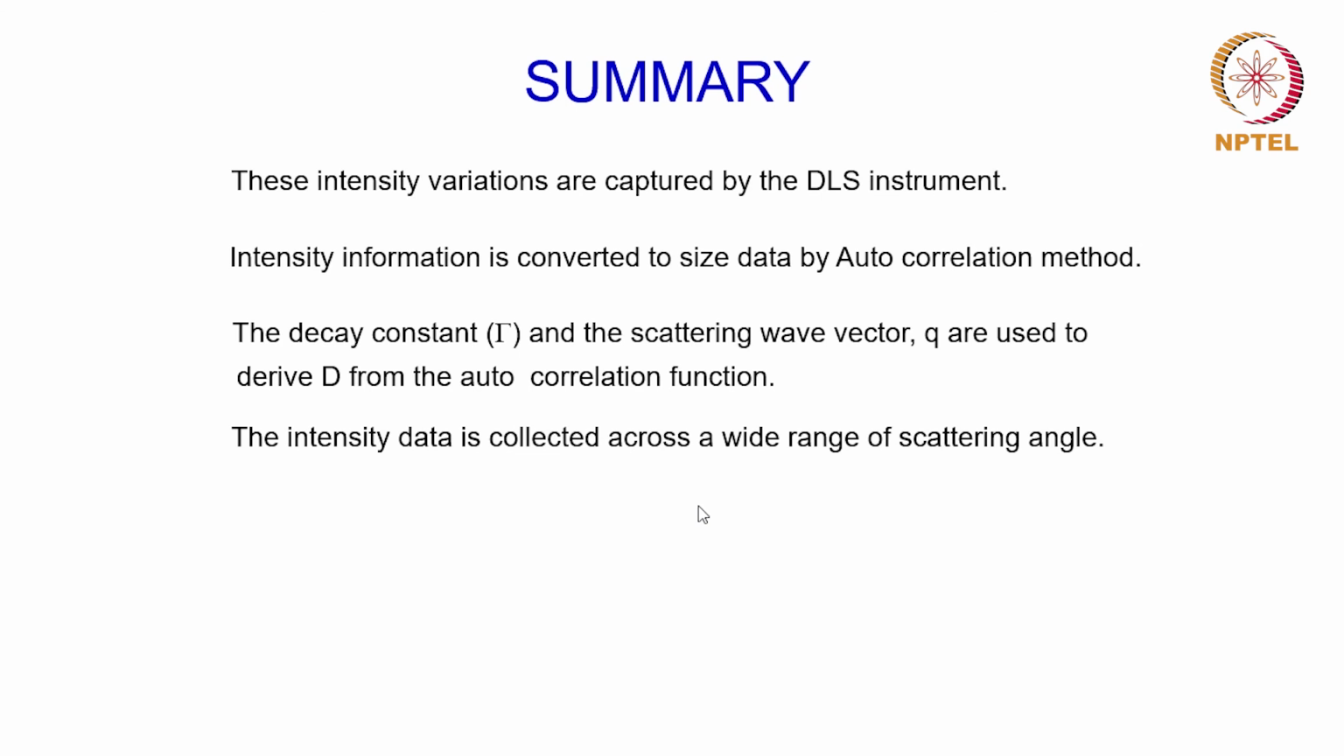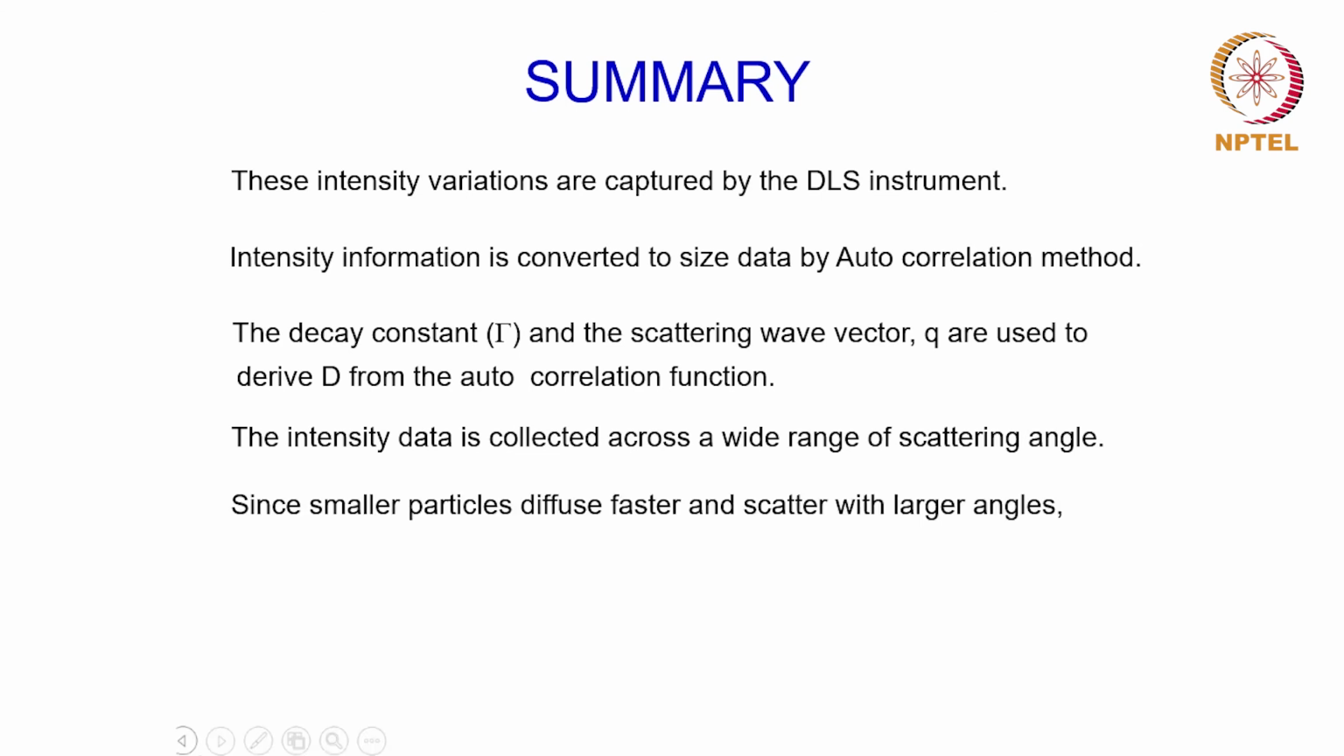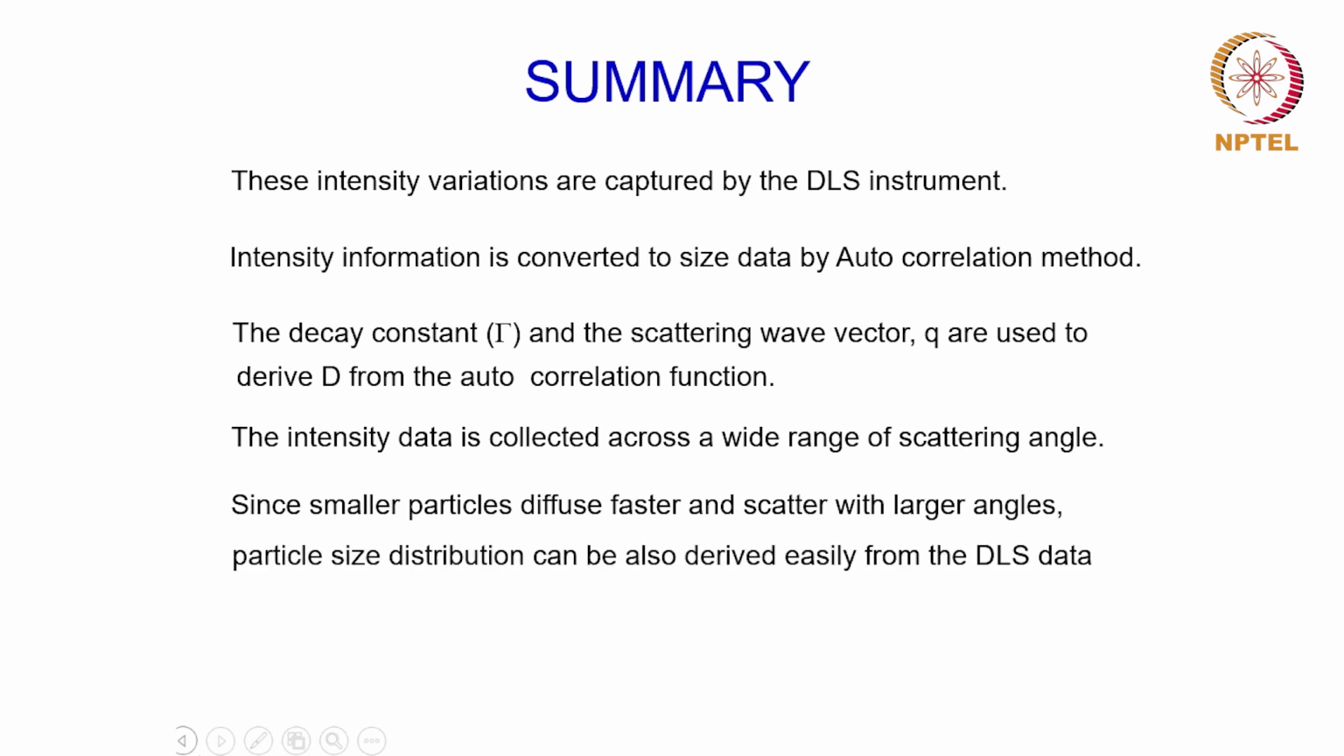Now we have seen that the intensity data can be collected across a wide range of scattering angles. So this allows the instrument to capture the intensity data for a wide range of particle size. And we have also seen the smaller particles diffuse faster and scatter with larger angles compared to bigger particles. So therefore, the particle size distribution data can also be derived easily from the DLS data.